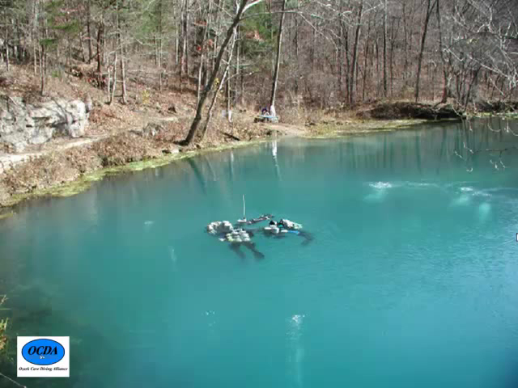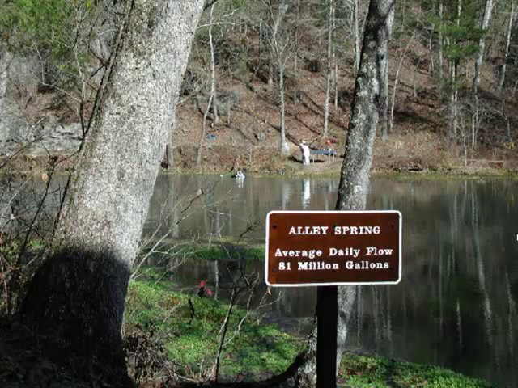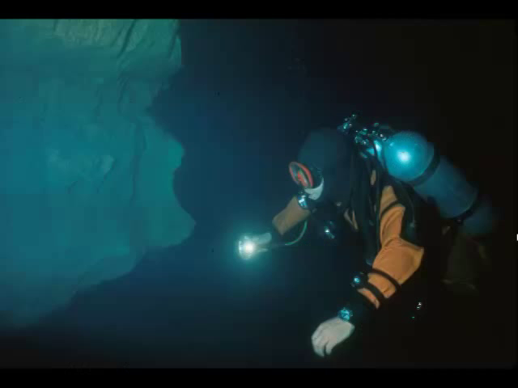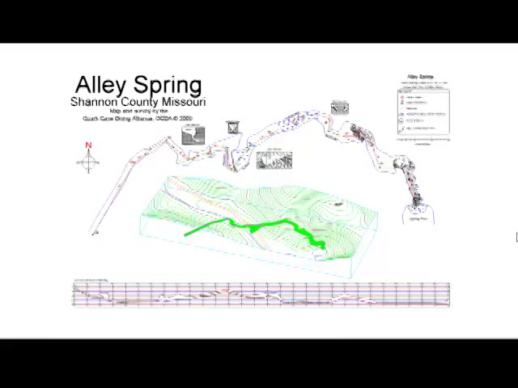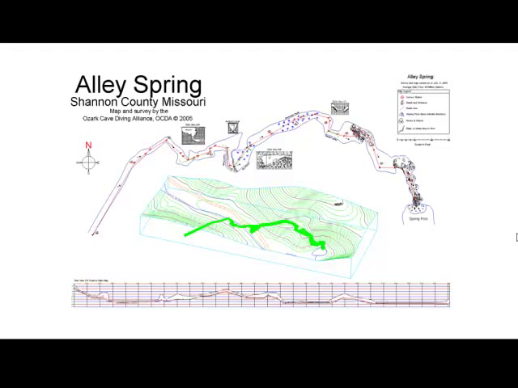And here, this is a rise pool of one that's only producing 81 million gallons a day. So obviously a lot less, but they would dive into this rise pool and be able to bring us back rock samples. We actually found out there was a geologic control. And this is what we're studying: what is the geologic control on these karst spring sinkhole cave systems.